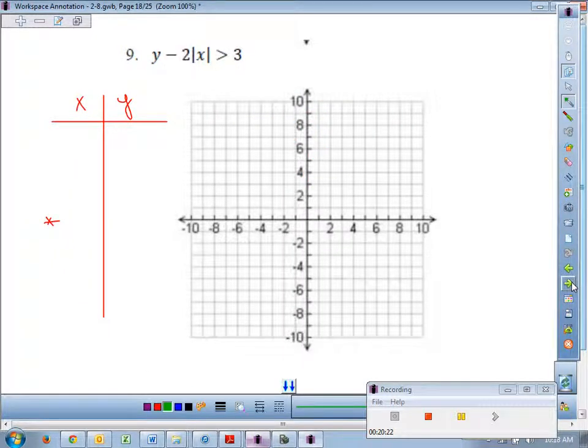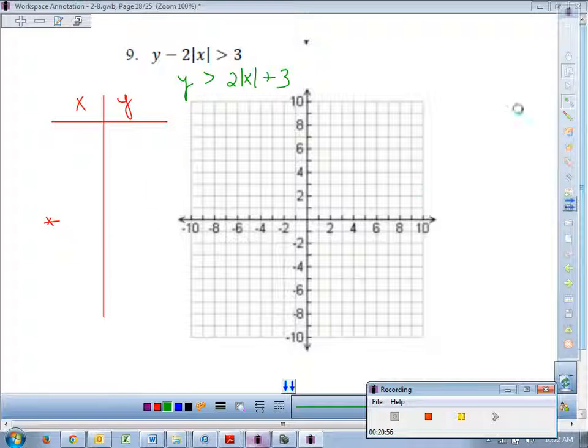Next, talk to me. What don't you like about it? Y is not all by itself. How can we get y all by itself? Just what you think, you just add 2 absolute values of x. The 2 absolute values of x get added over. So will I switch the symbol when I add 2 absolute values of x over? Awesome. Feeling good?